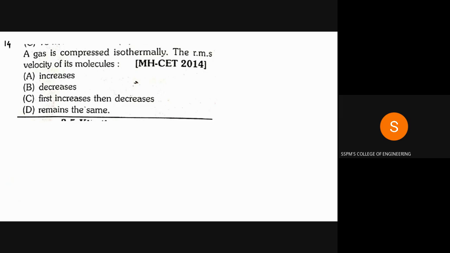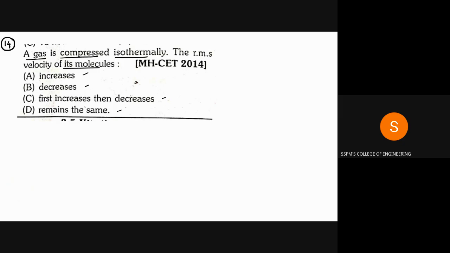Refer the next problem. A gas is compressed isothermally, that means at constant temperature. The RMS velocity of its molecules, whether it will increase, decrease, first increase then decrease, or remain the same.